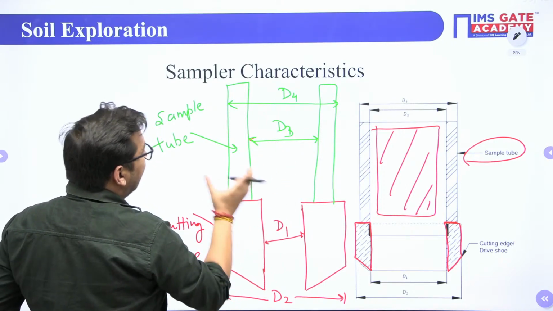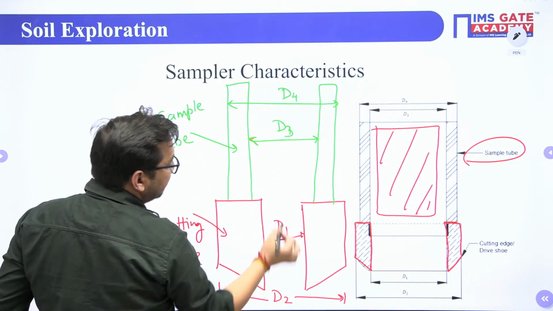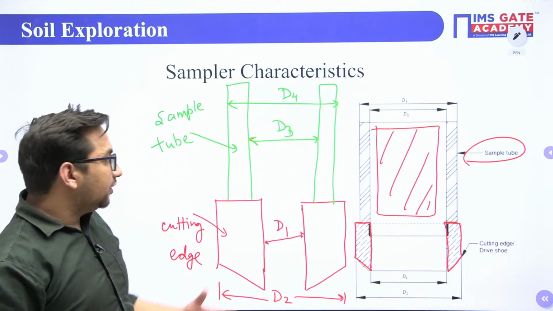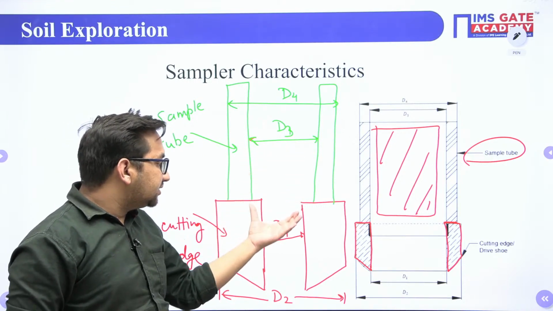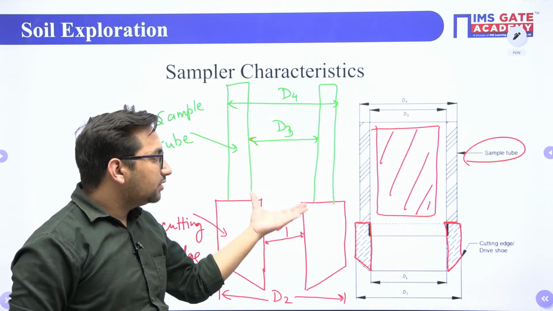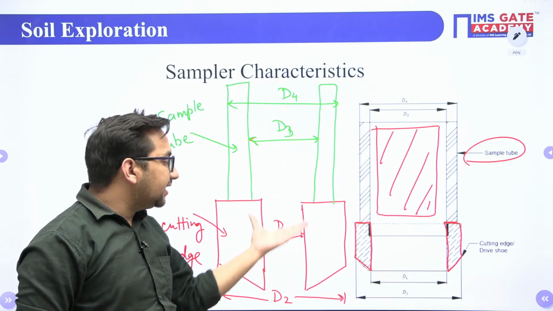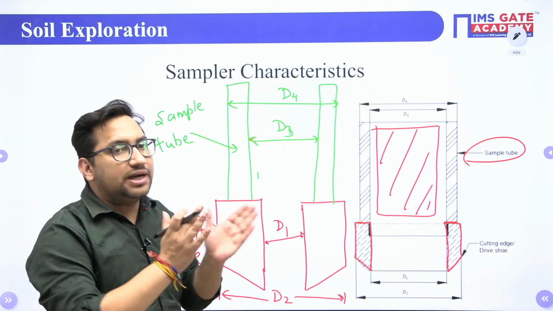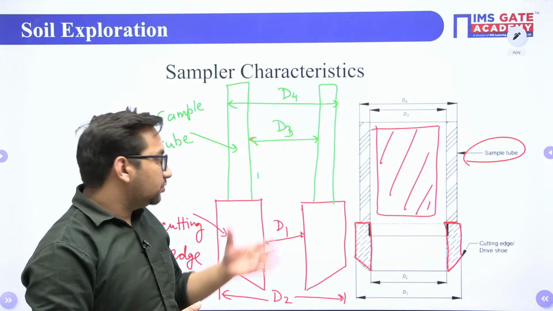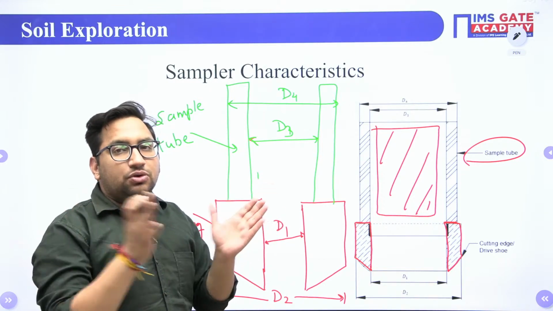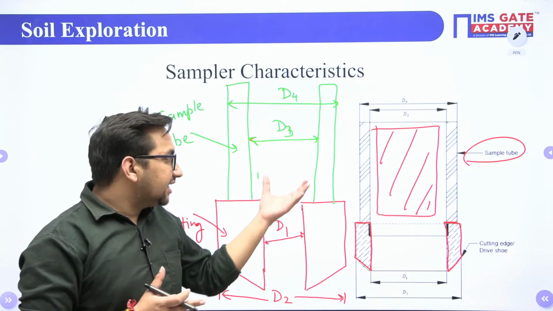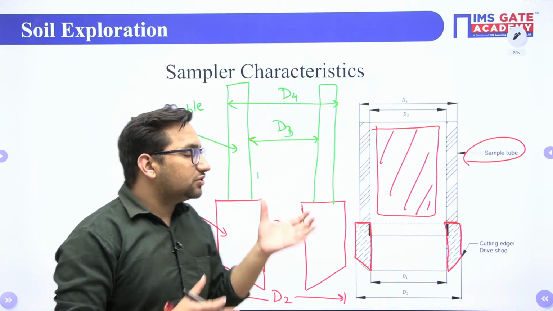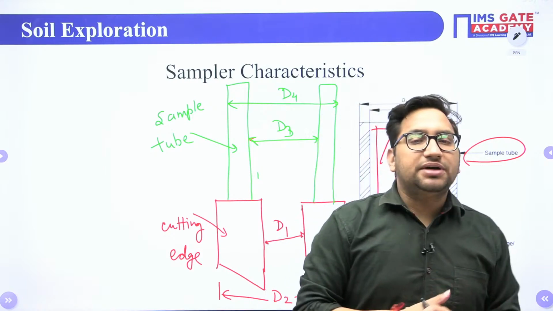It means to calculate this inside clearance, I have to subtract this D1 value from D3. It will give you how much the inside clearance for my sample is. After a sample comes in here, it may expand to some extent, so there should be some clearance so that there will be no further stresses over that. And this clearance should not be so high that the sample gets so much space that it gets completely disturbed.